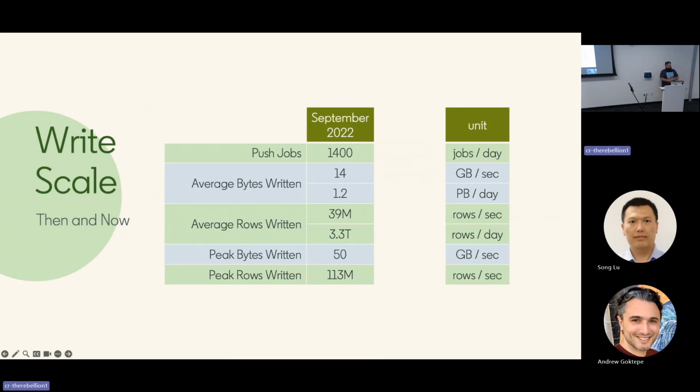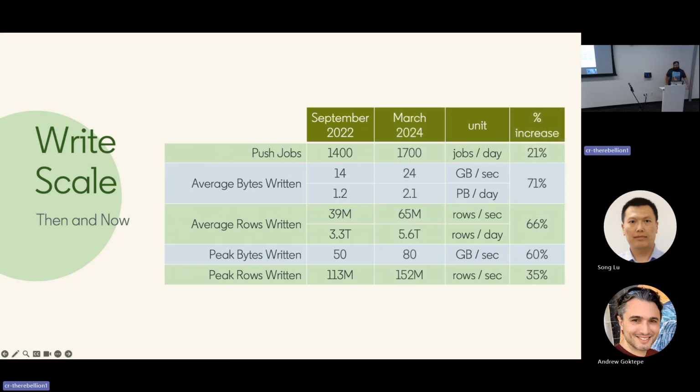So now some numbers, so you know we're not messing around. When we open sourced Venice, this is what our usage numbers looked like. We were sitting at about 1,400 pushes a day, about 1.2 petabytes written per day, and 3.3 trillion rows or features, or many features per row, depending on how you look at it.